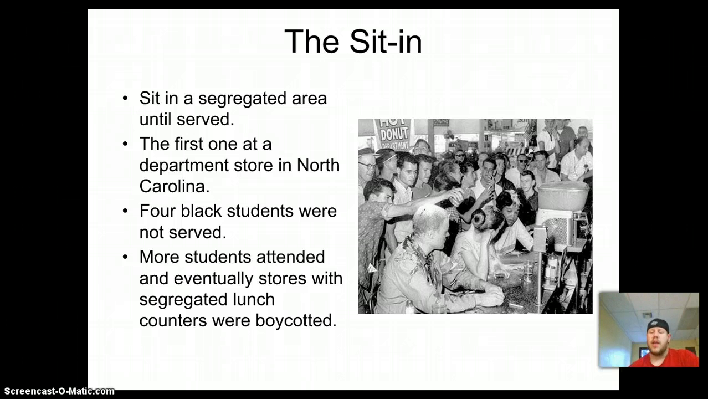Now, obviously, when this happens, there's going to be some pushback. These kids had things dumped on them. Here you see food being thrown at the kids, hot coffee being dumped on them, all that kind of stuff. They were burned with cigarettes, all because they were doing this sit-in.